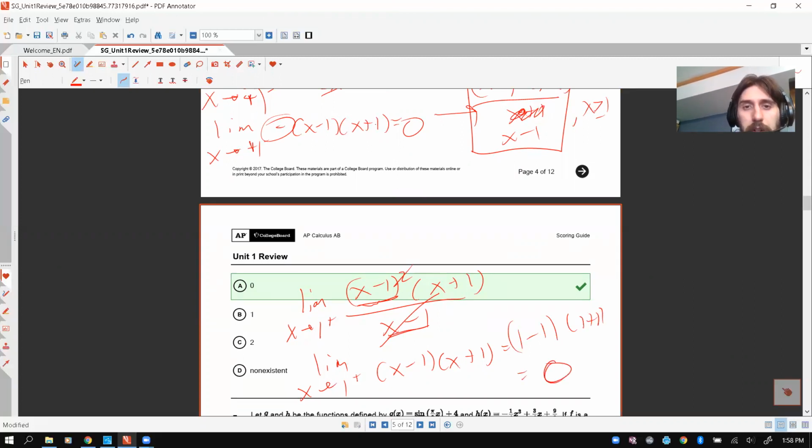So the limit as we approach from the left is 0. The limit as we approach from the right is 0. Those both agree, so the limit exists, and we say that it's 0.